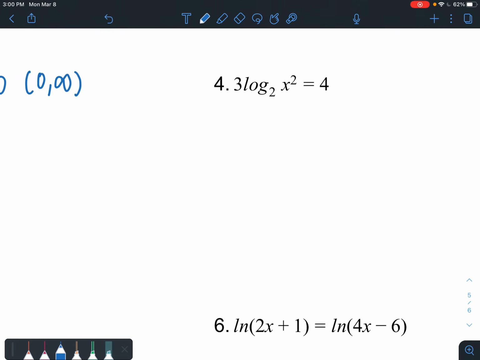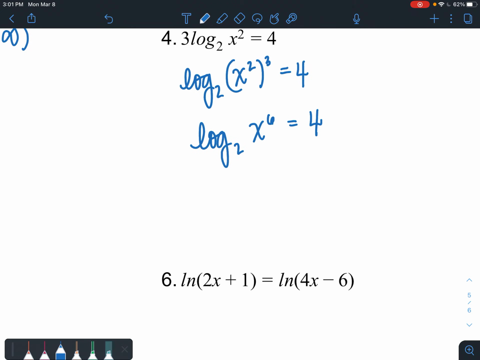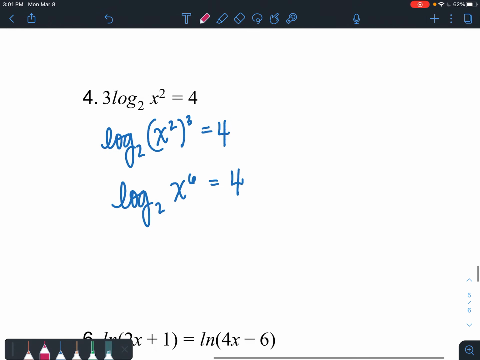All right, number 4. For starters, I really want to move this. So I'm going to go ahead and rewrite this as log base 2 of x squared to the 3rd, which of course, an exponent to an exponent, we multiply and get x to the 6th there. So then I'm going to set x to the 6th greater than 0, and again 0 to infinity is my domain.